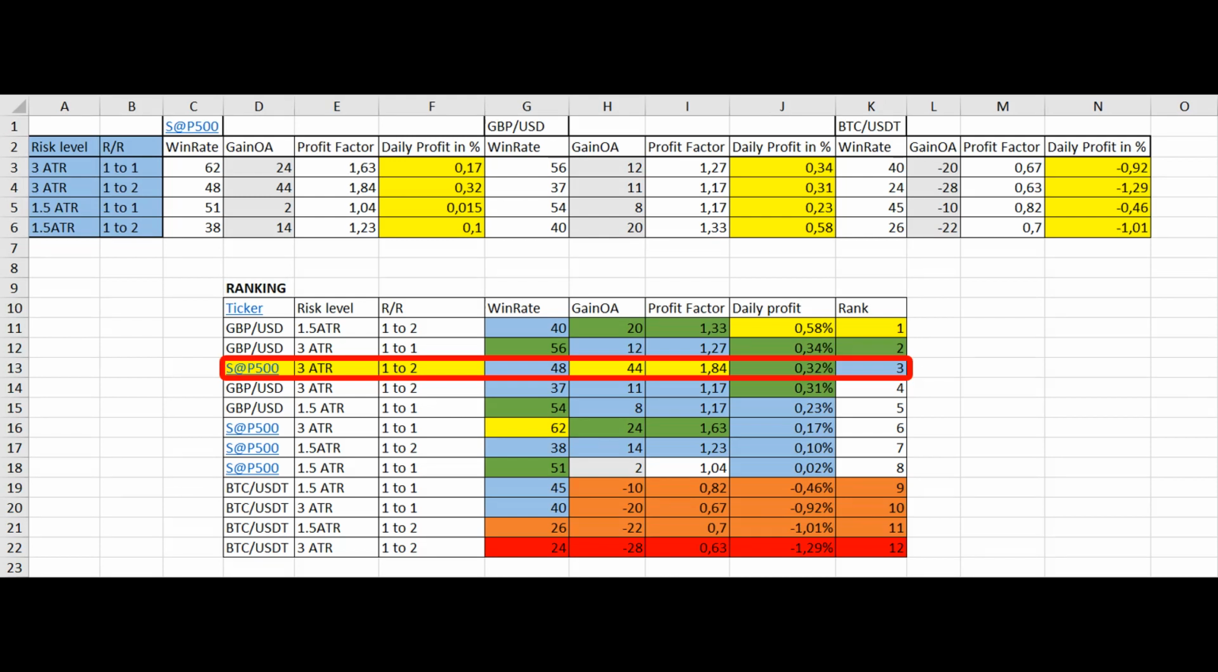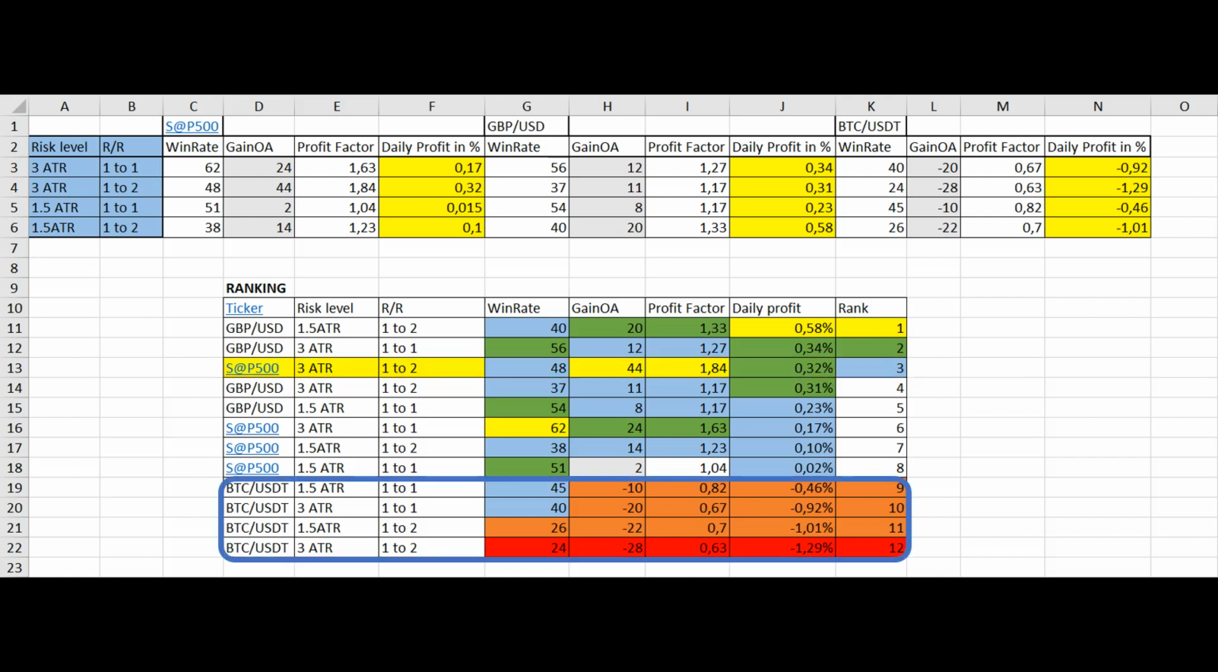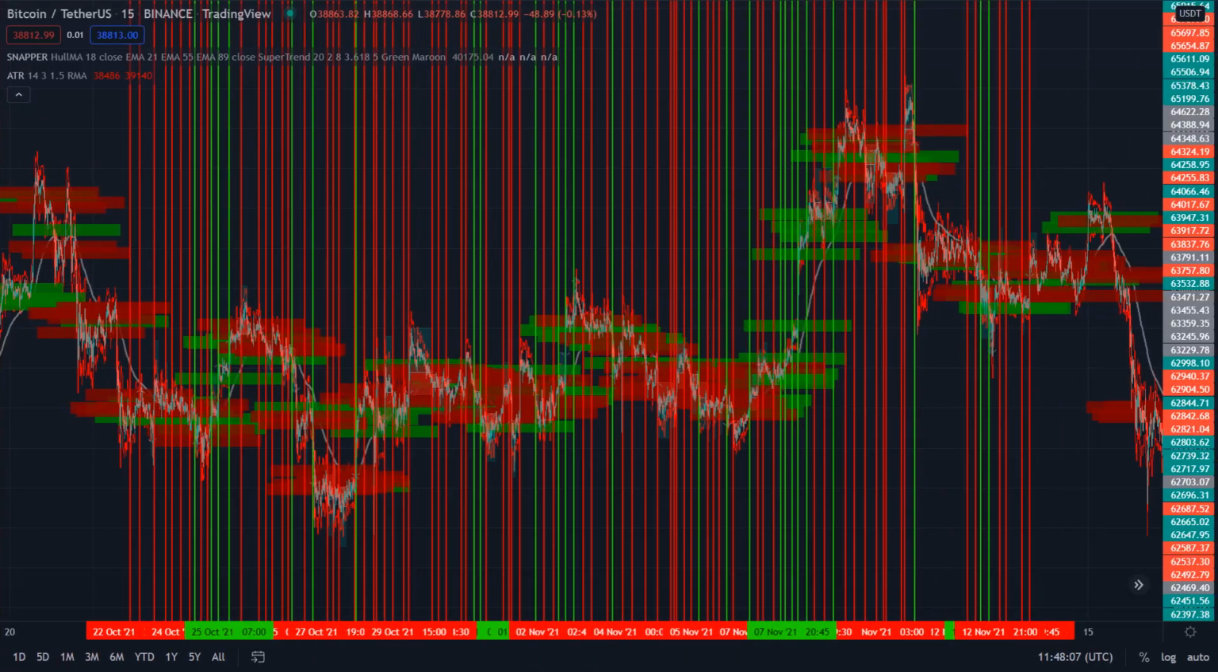One more thing that needs to be noted, as you can see all the Bitcoin USDT pairs performed at the bottom of the ranking, and probably that's because when I made the backtesting, I backtested this strategy in a pretty sideways action environment. And as you know, in sideways price action most of the strategies are getting bad results. And that wraps up this video.